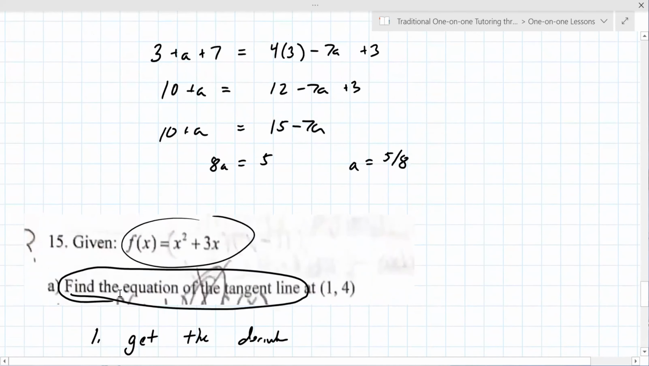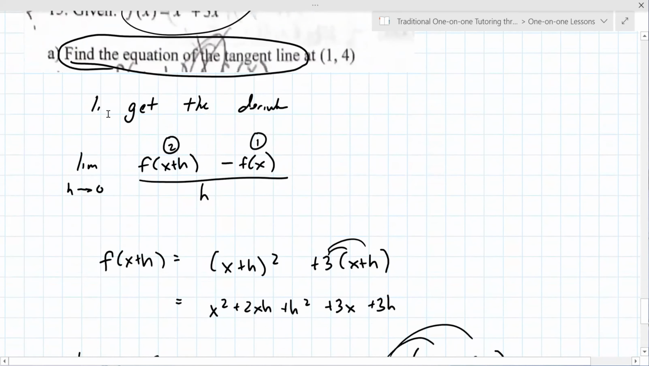Okay, so now it wants the equation of the tangent line. So once you get the derivative, the second step is to determine the slope.